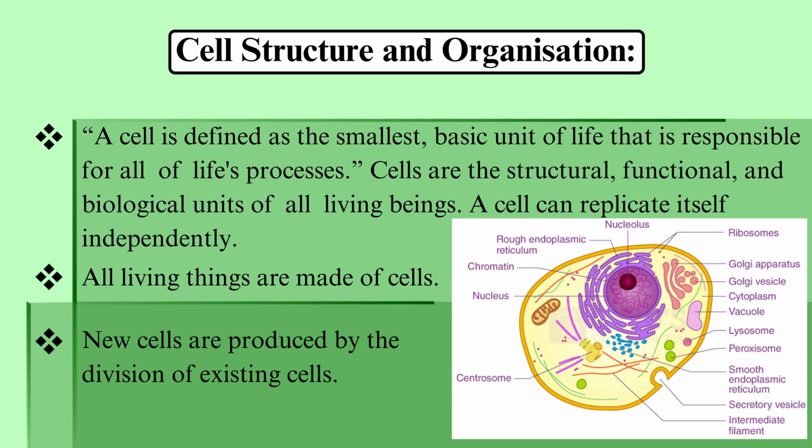A cell is defined as the smallest basic unit of life that is responsible for all life processes. Cells are structural, functional, and biological units of all living beings. A cell can replicate itself independently. All living things are made of cells. New cells are produced by the division of existing cells.